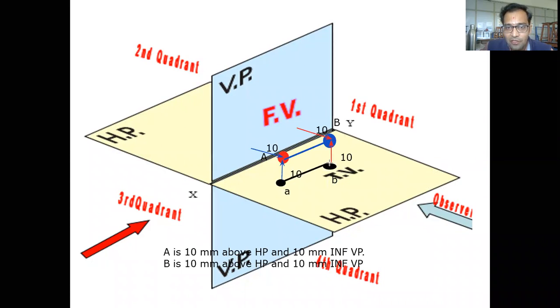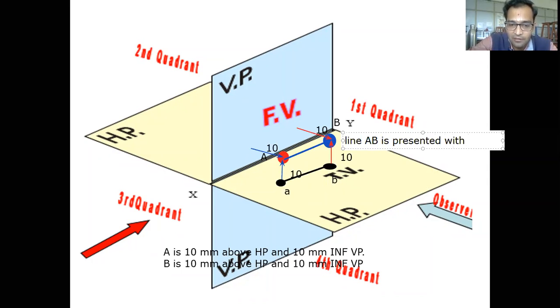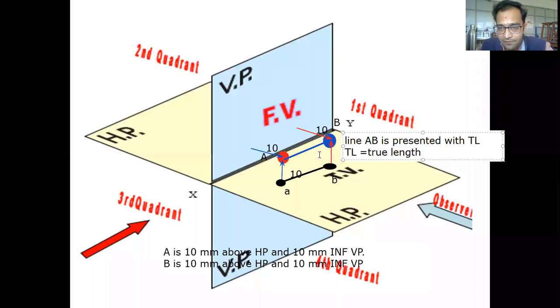So this is going to be the top view of the line which had been presented over here, and this particular line AB is presented with its true length. What is TL over here? It is true length. Okay.